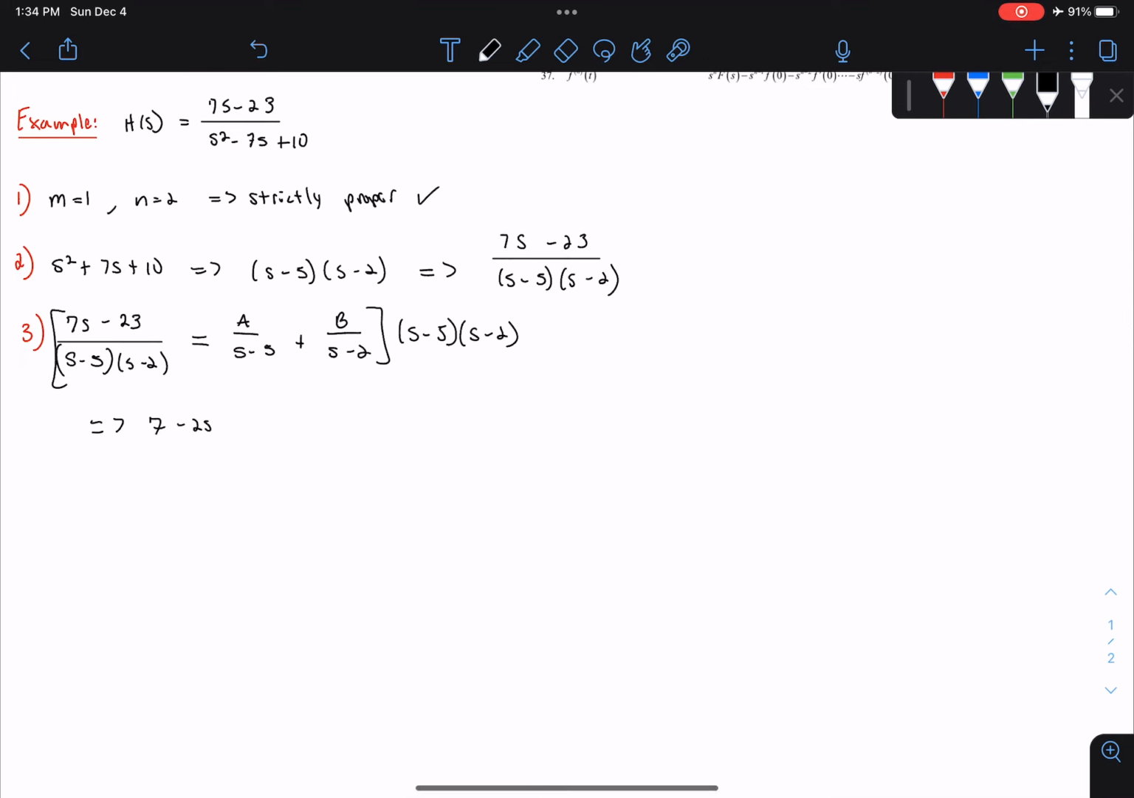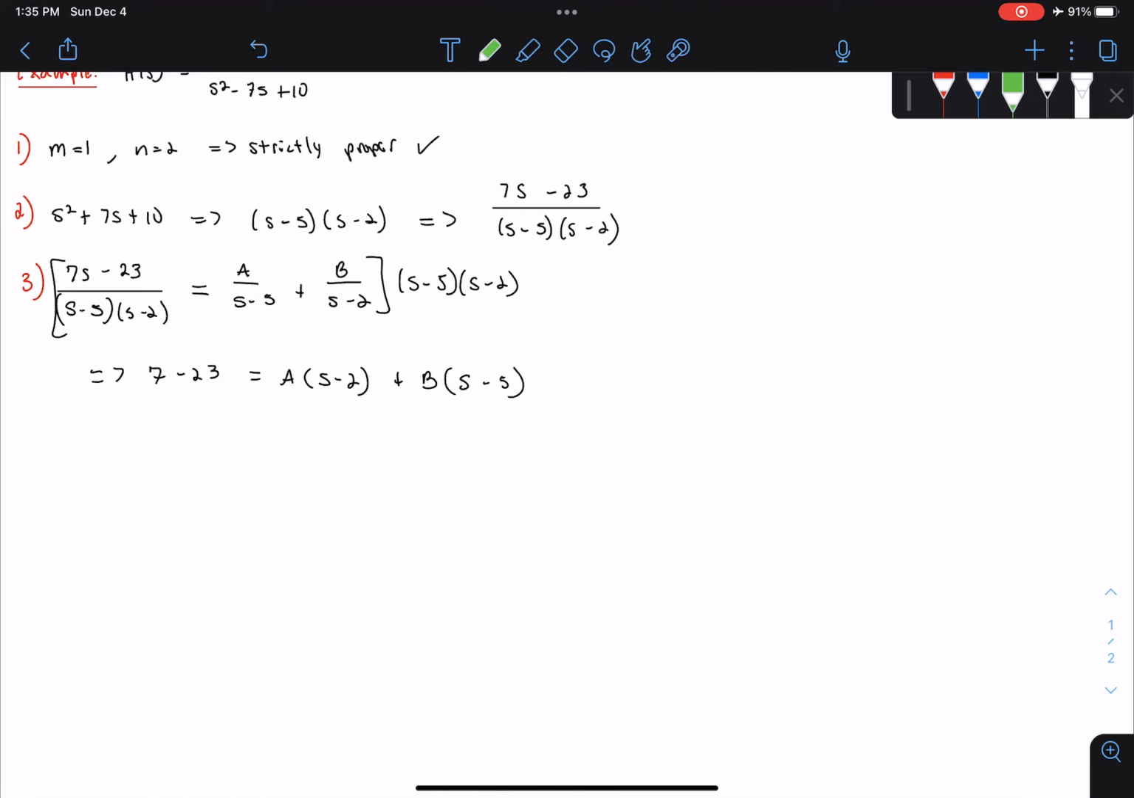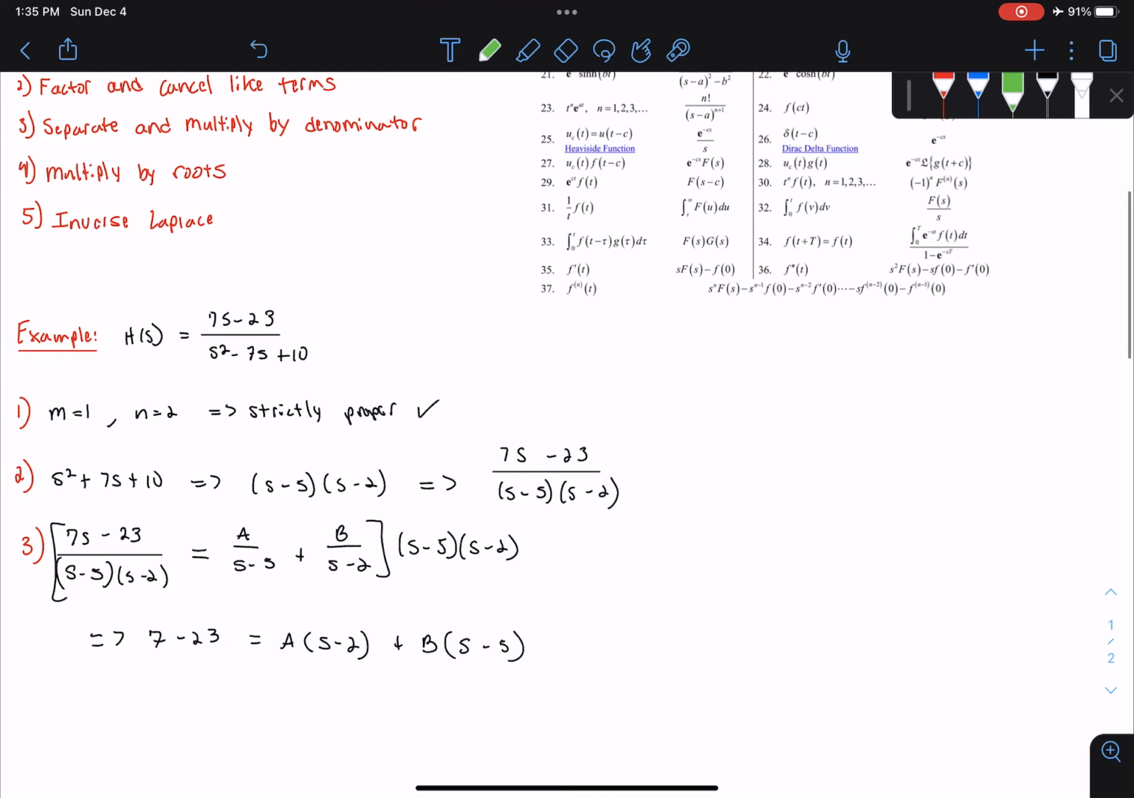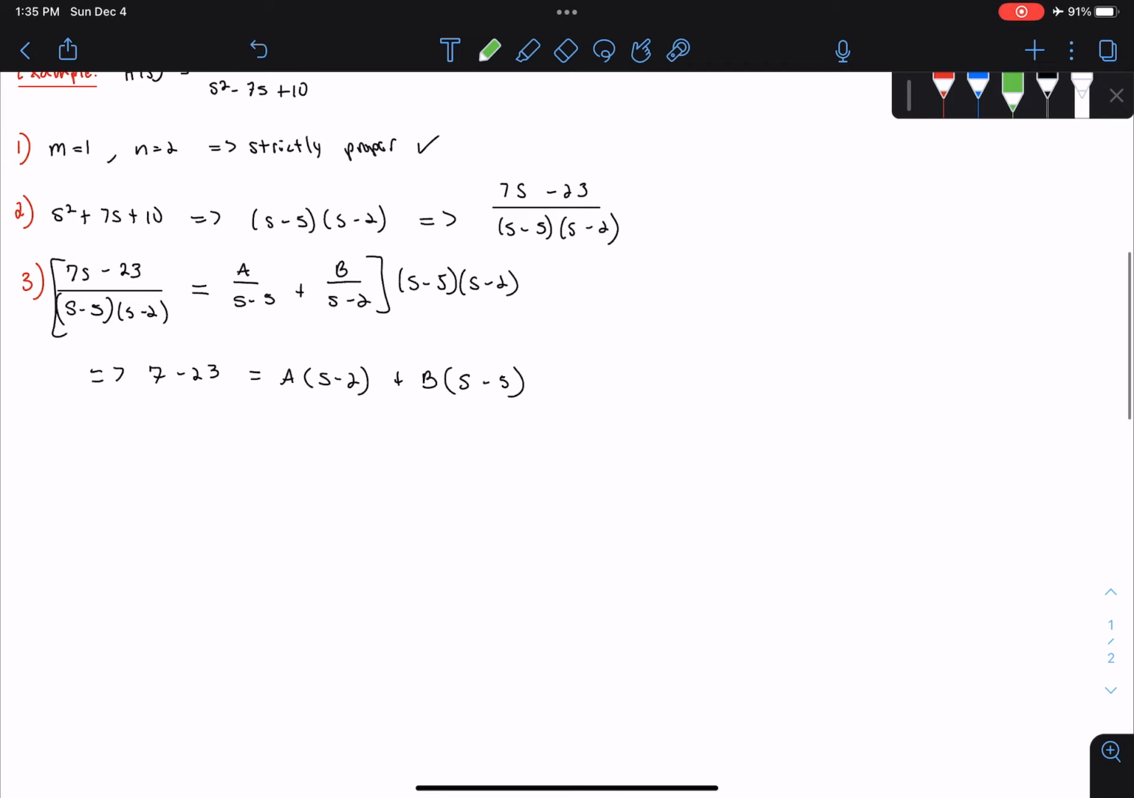7s minus 23 is equal to A times s minus 2 plus B times s minus 5. So the first thing we can do is we'll multiply by the roots. So the first one we have is s is equal to, we set this first term in A equal to 0 to cancel it out. So we'll say s is equal to 2. We just multiply it out and substitute 2 for s.